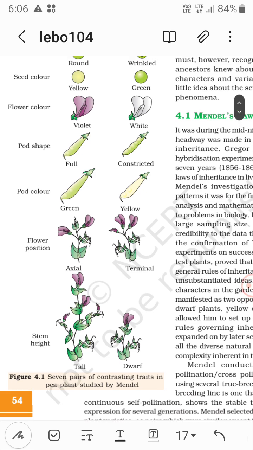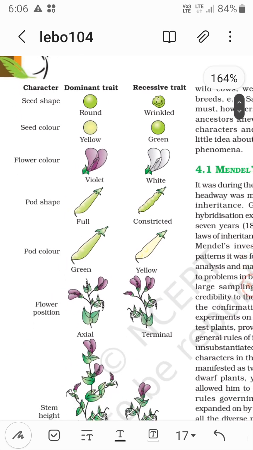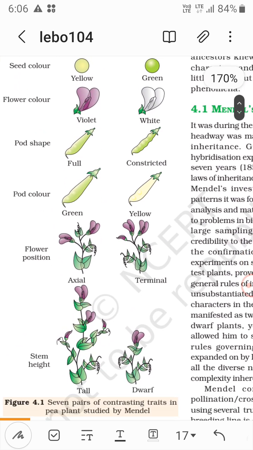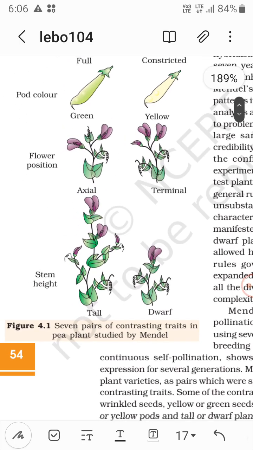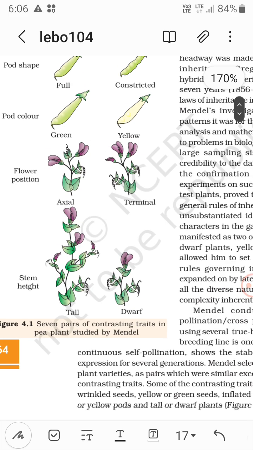Flower position is axial and terminal, so axial is dominant and terminal is recessive. Then stem height is tall and dwarf. So these are the seven pairs of contrasting traits in pea plant studied by Mendel.